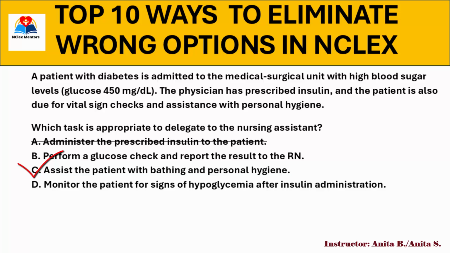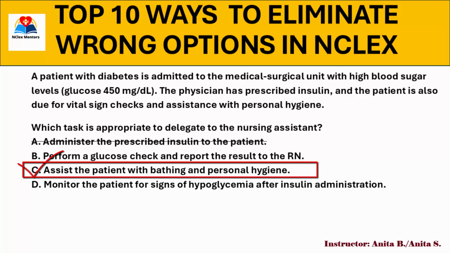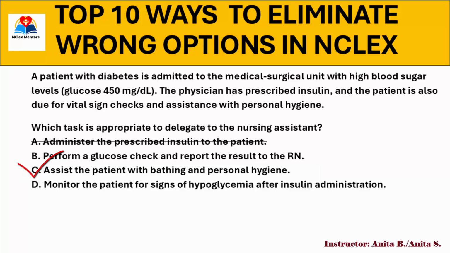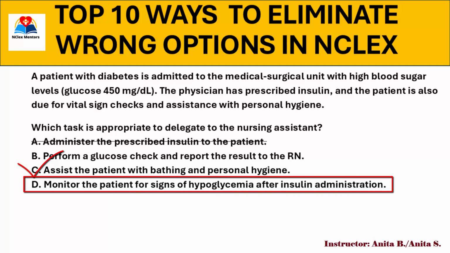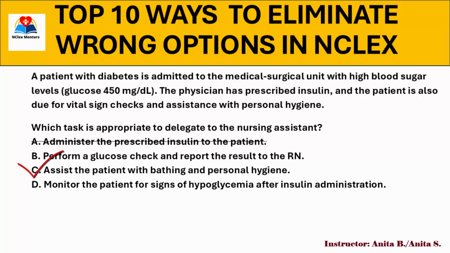Assist the patient with bathing and personal hygiene. Correct. Assisting with personal hygiene is within the scope of a nursing assistant and does not require the clinical judgment of an RN. Monitor the patient for signs of hypoglycemia after insulin administration. This is not correct. Monitoring for clinical changes and responding appropriately requires assessment skills and critical thinking, which are within the RN's scope, not the nursing assistant's.